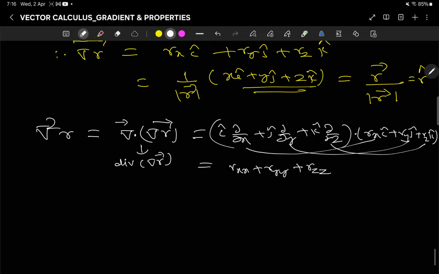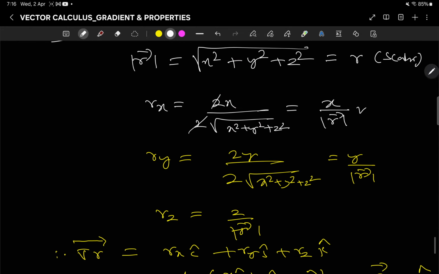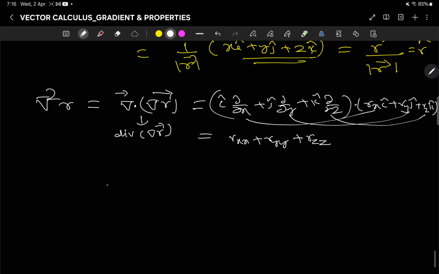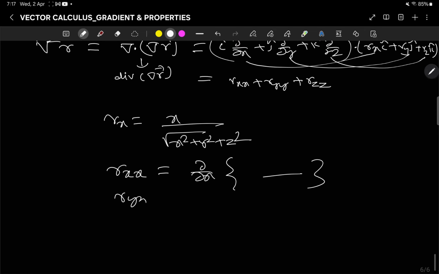Okay, we have to find rxx. So what is your rx? rx is x by the square root of x square plus y square plus z square. Similarly, you find rxx, the double derivative, del by del x of this. And similarly you find ryy. Similarly you find rzz.